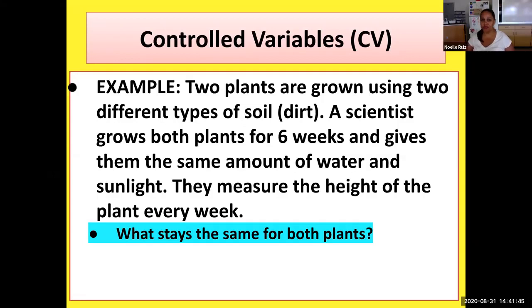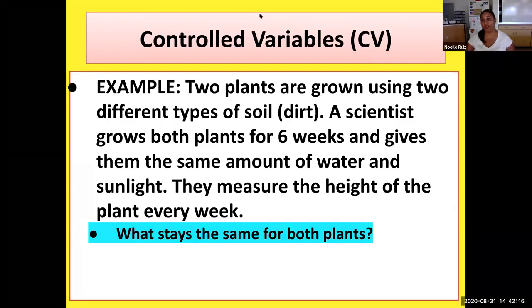This now should be process of elimination. The height of the plant was the dependent variable. That's what we are measuring. The different types of soil was the independent variable. That's the factor that scientists are manipulating or putting into categories. So the last thing left is the water and the sunlight. Very good.